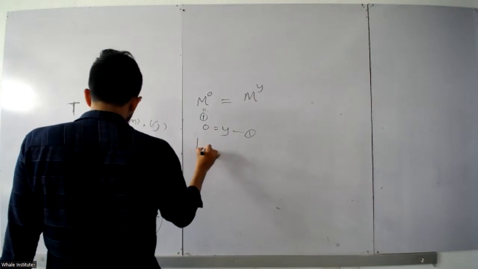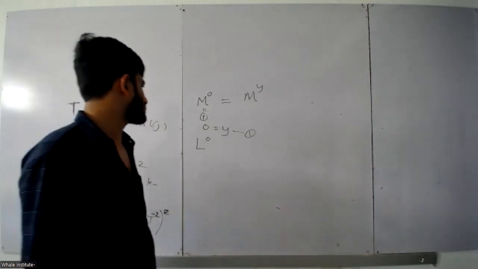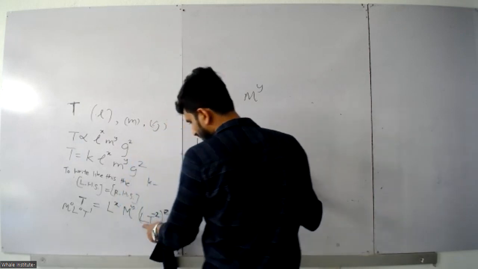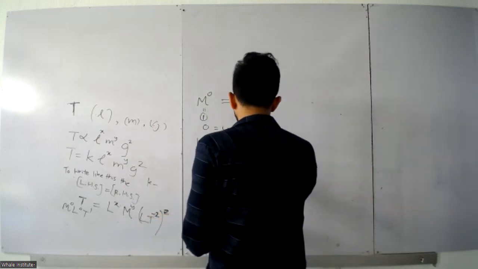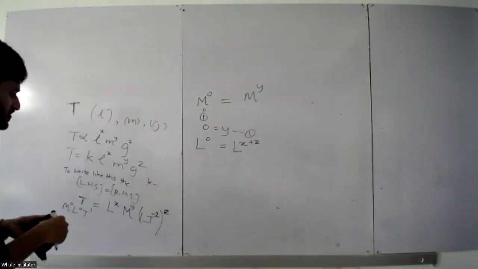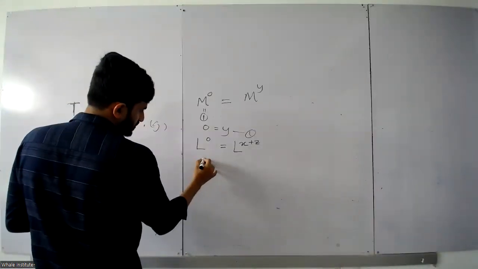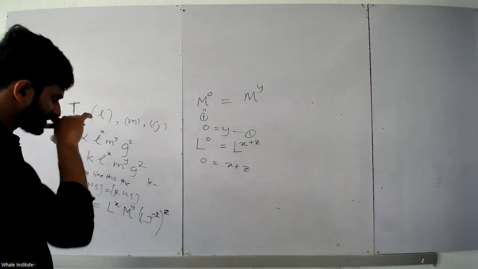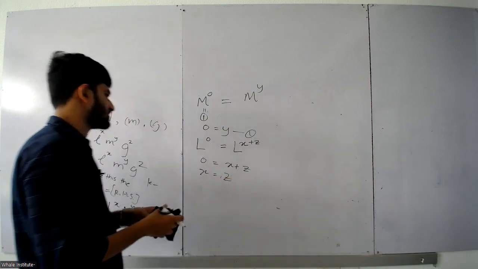Now the second base, comparing the base L. On the left-hand side, the power is 0. On the right-hand side, L to the power x and L to the power z after removing the brackets. So L to the power x plus z. If the base is the same, you can add the powers, so x plus z equals 0. Means you can write x equals minus z.